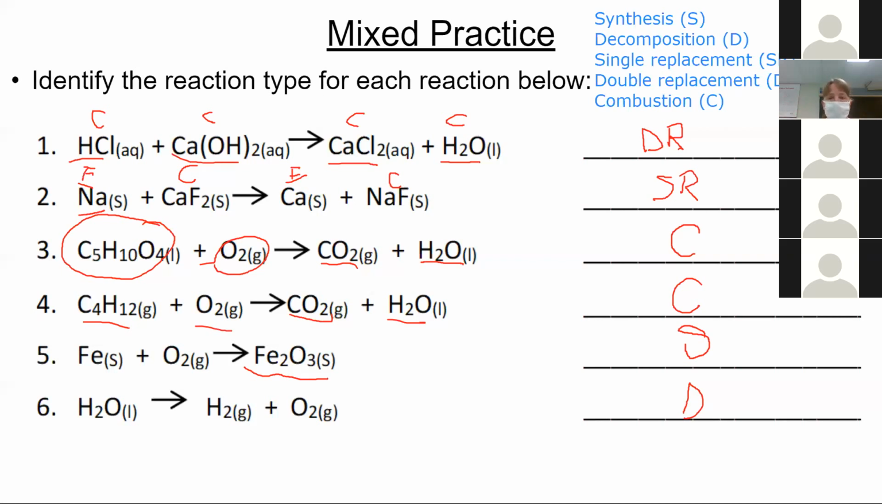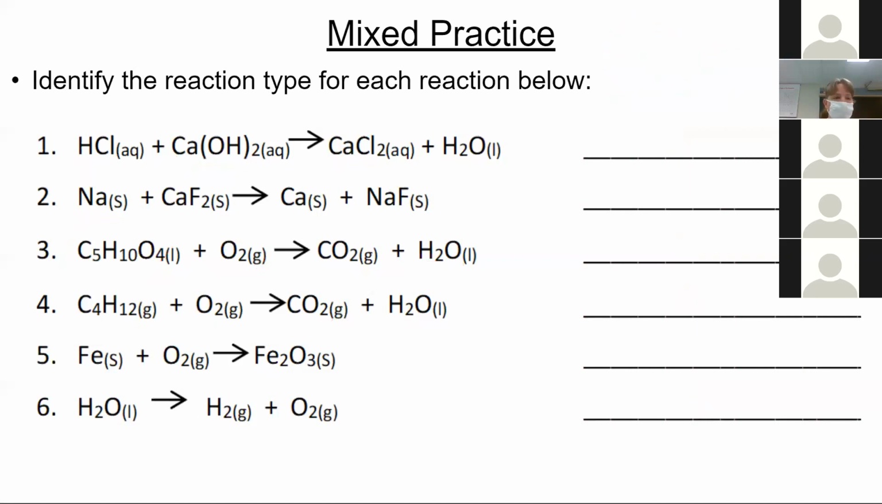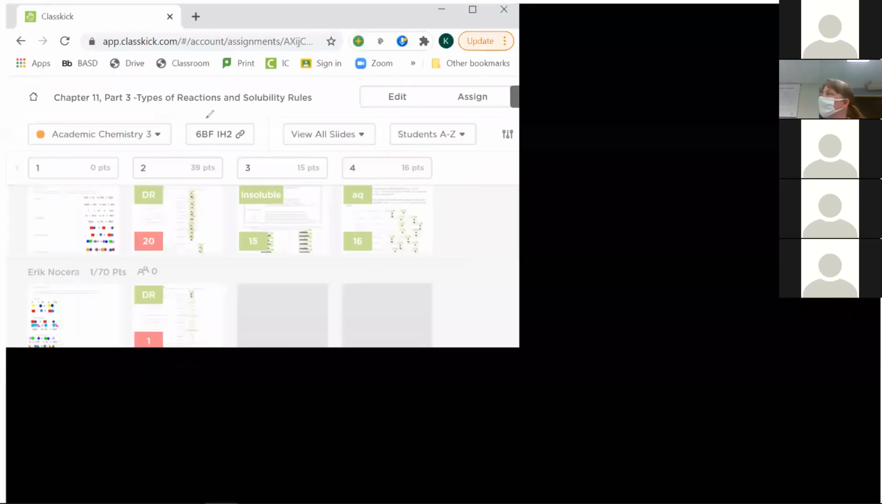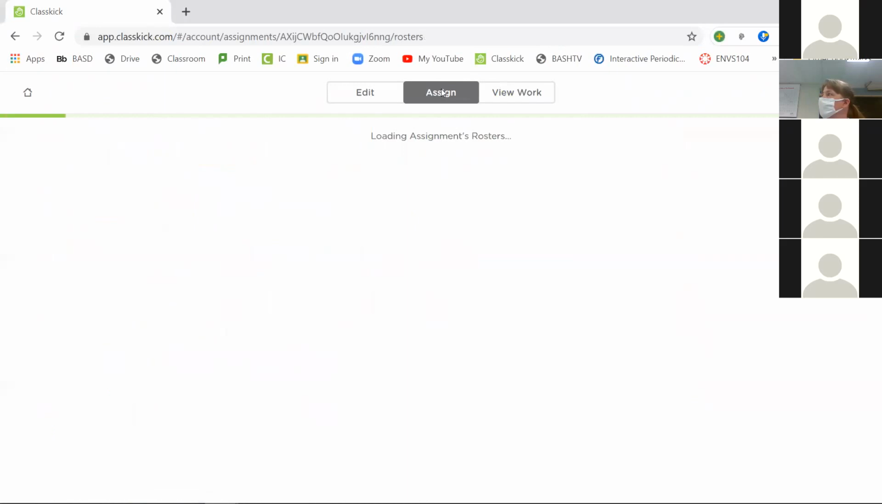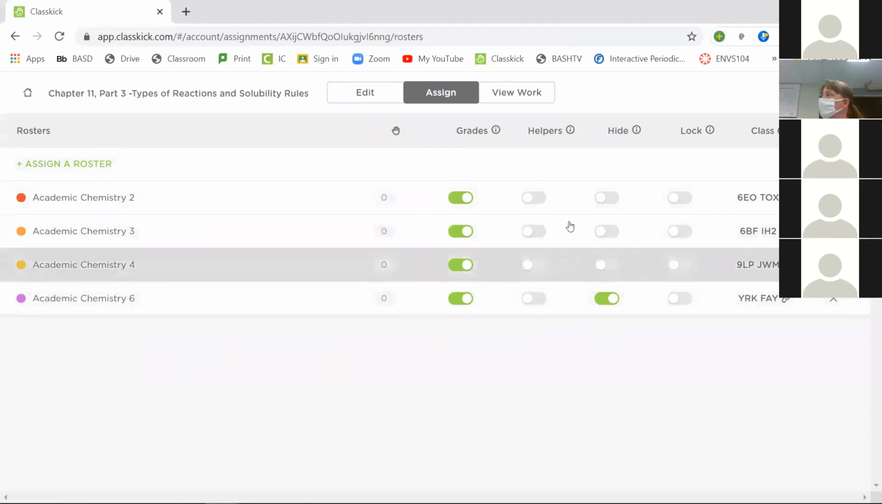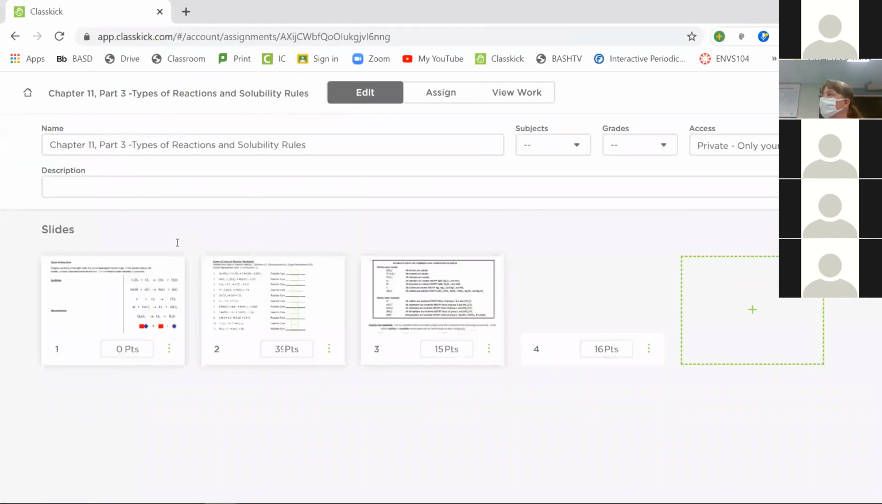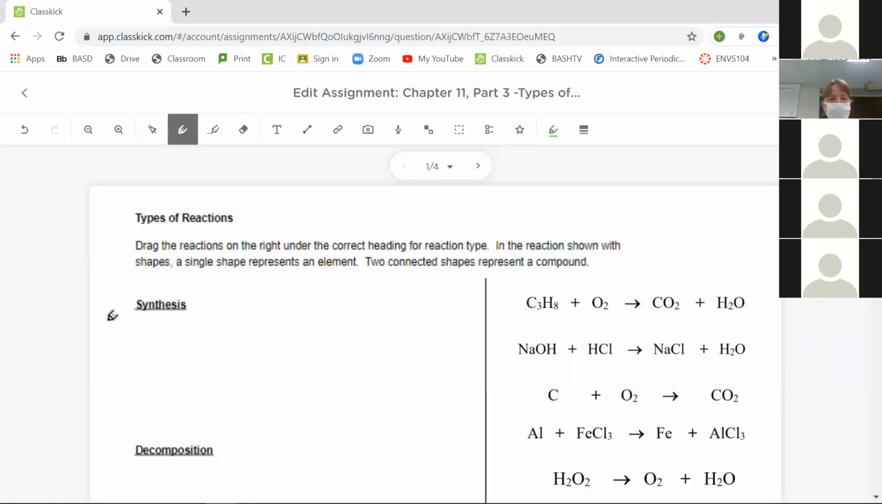So what I'm going to have you do now is we're going to go into Class Kick. You can pull that up. Not posted yet. I've got to go in and do that real quick. Okay, so there are 2 slides in this. It's called Chapter 11, Part 3, Types of Reactions and Solubility Rules. We're only doing slides 1 and 2 today.